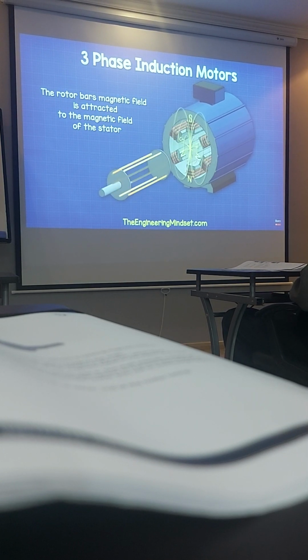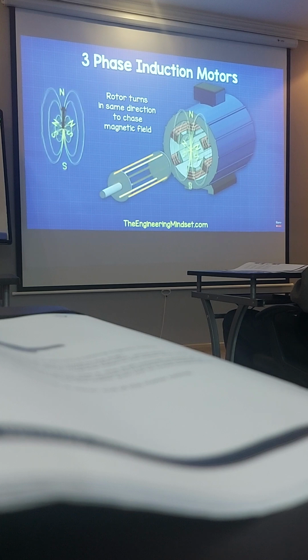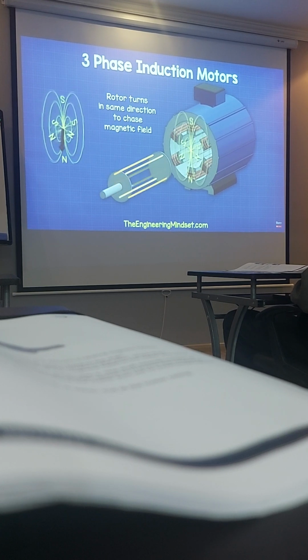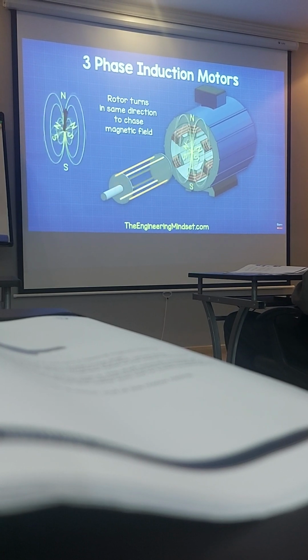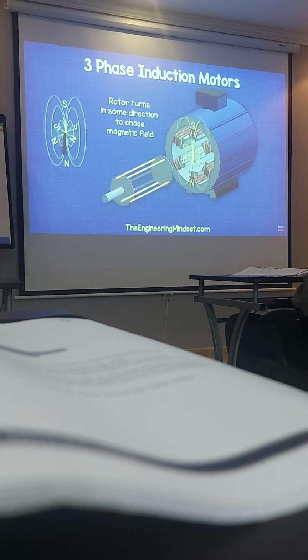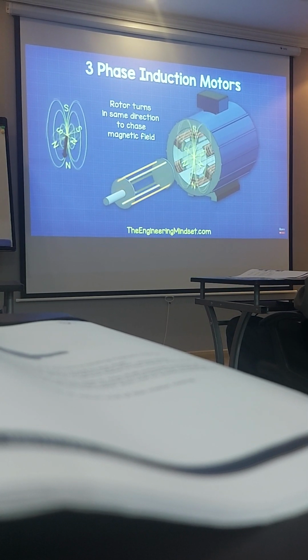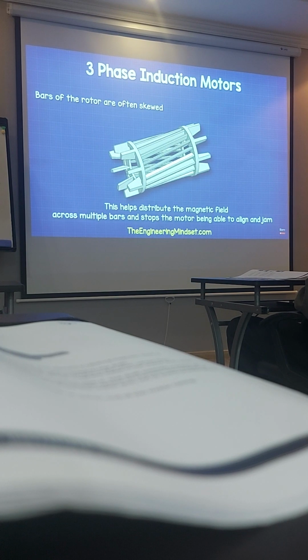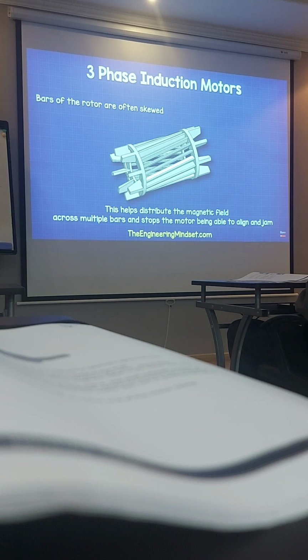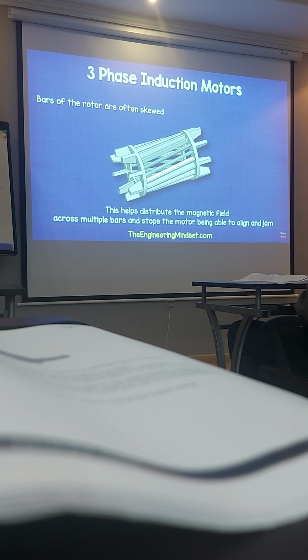As the magnetic field is rotating, the rotor will therefore also rotate in the same direction as the magnetic field to try and align with it, but it will never be able to fully catch up. The bars of the rotor are often skewed. This helps distribute the magnetic field across multiple bars and stops the motor being able to align and jam.